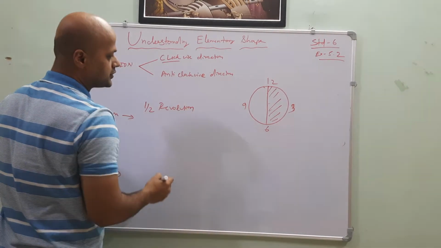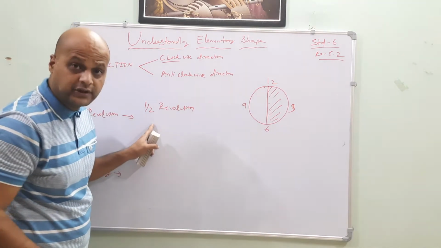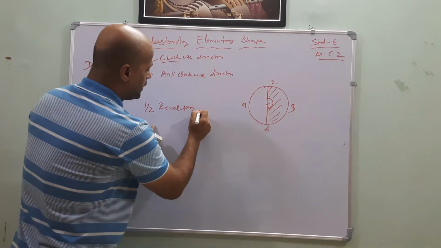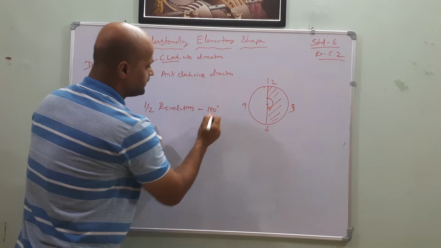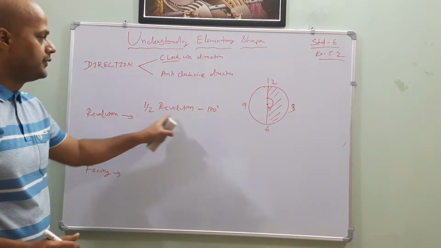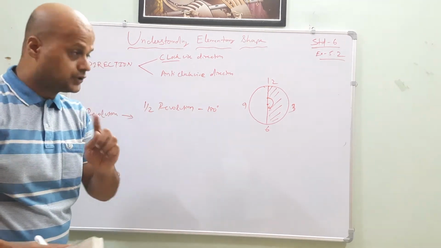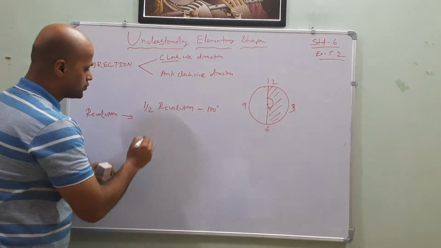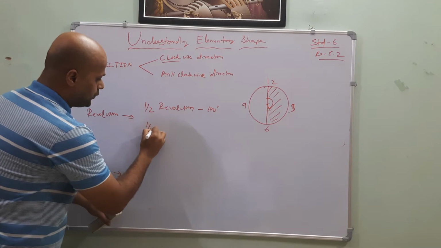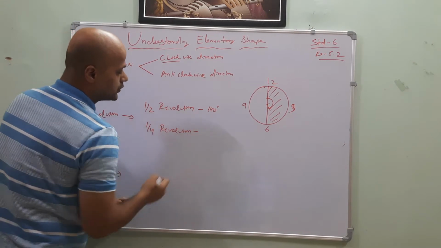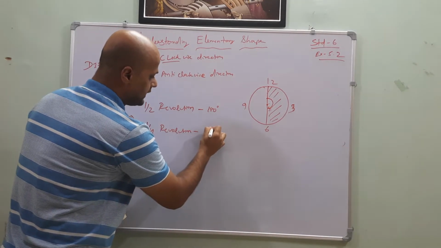Half revolution. What is the value of half revolution? From the center point, it is called 180 degree. Remember these things. Half revolution is 180 degree. Understood? Now come to the next one. 1/4 revolution. 1/4 revolution is called 90 degree.